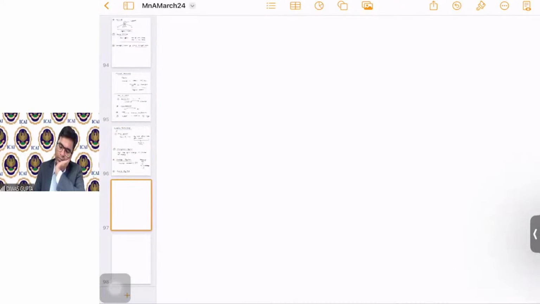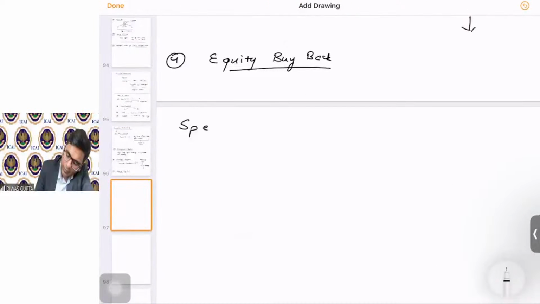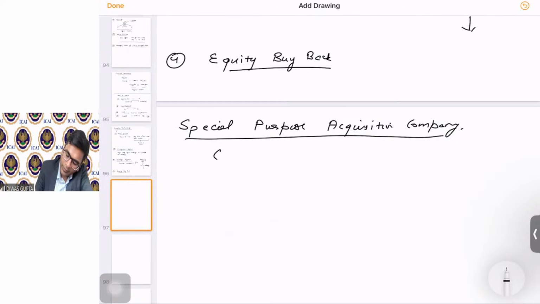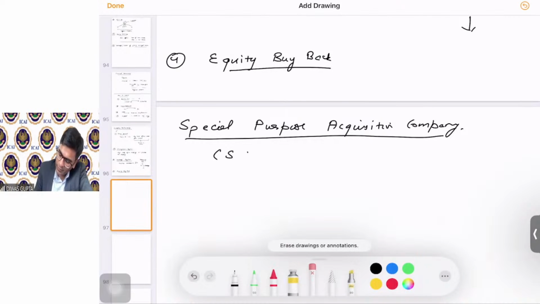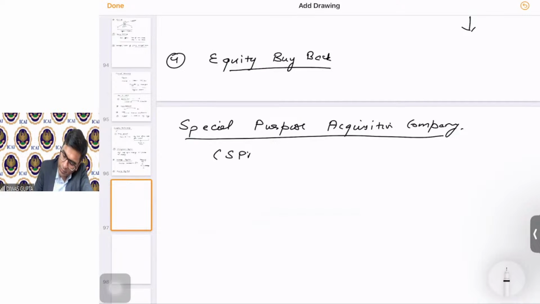Now, students, this is the last topic from mergers and acquisition. Then we will move to startup finance. SPAC. So please understand the structure of these companies. These are special purpose companies.